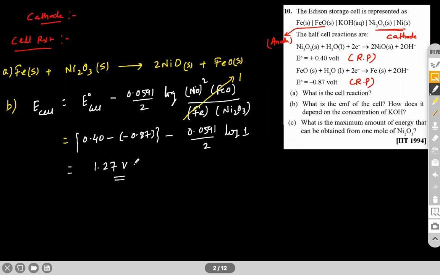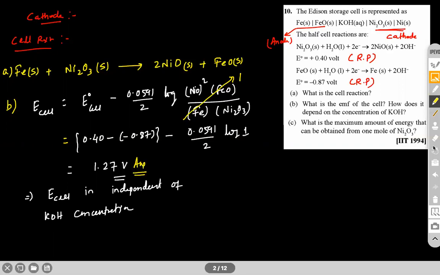Now the OH- concentration that we have here, it gets cancelled, right? It is not present in this expression. There is no OH present here. Hence what we can write, the second part of this: the E cell is independent of KOH concentration. This is the second part of this question. Okay, so this is another answer we have.